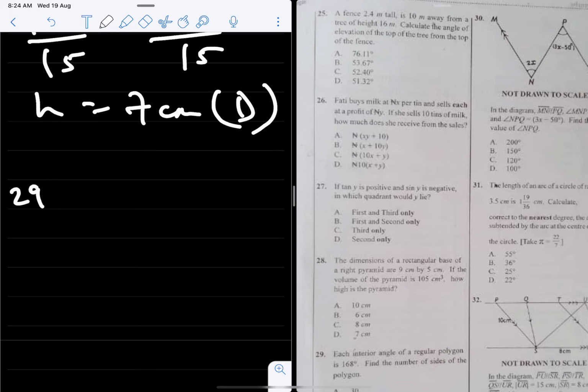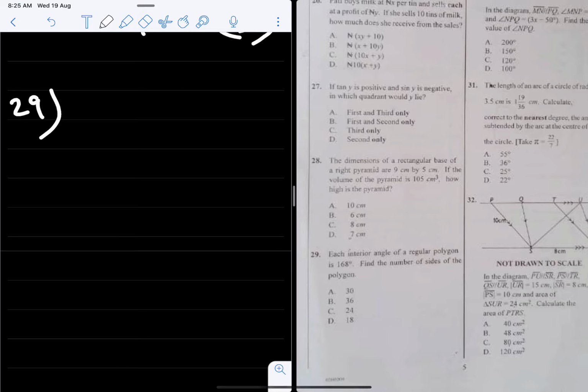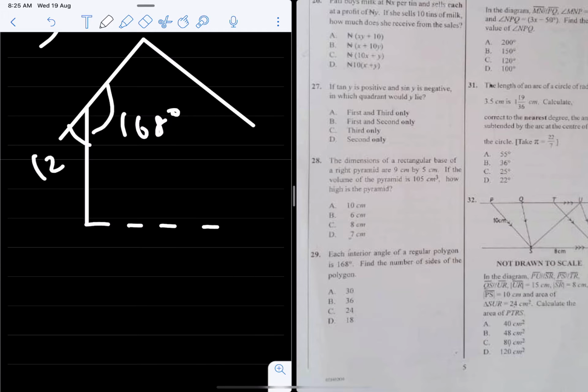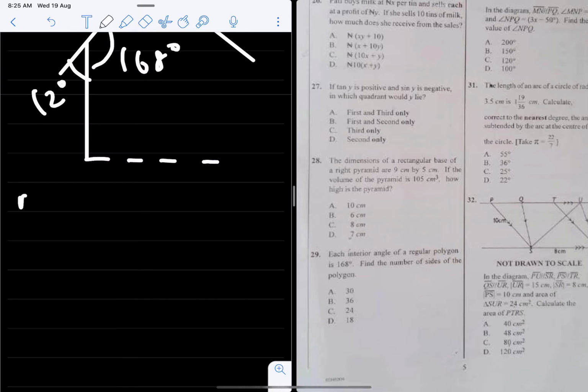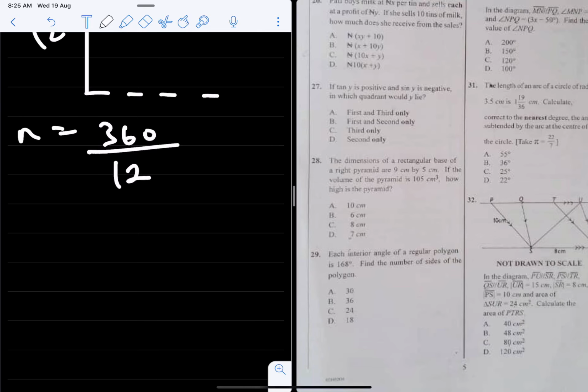Number 29 quickly. 29 says each interior angle of a regular polygon is 168 degrees. Find the number of sides of a polygon. Let's have a sketch of a polygon. We don't know the number of sides it's got yet, so I'm just going to do something like this. Each interior angle is 168 degrees. That means each exterior angle will be 12 degrees. Therefore, number of sides n is given by sum of exterior angles 360 degrees divided by each exterior angle, which is 12 in this case, and that's 30. That means the polygon has 30 sides, and the correct option is A.